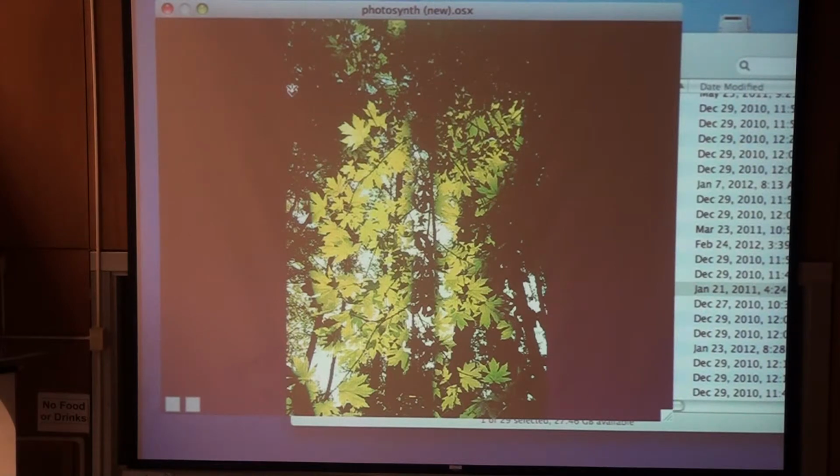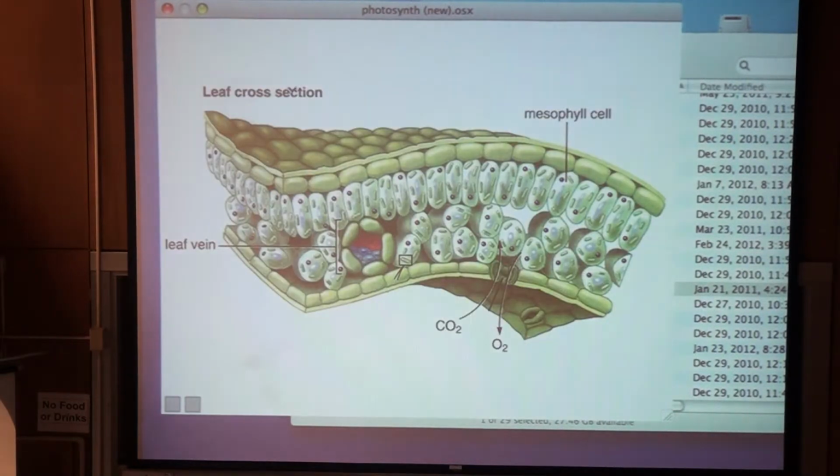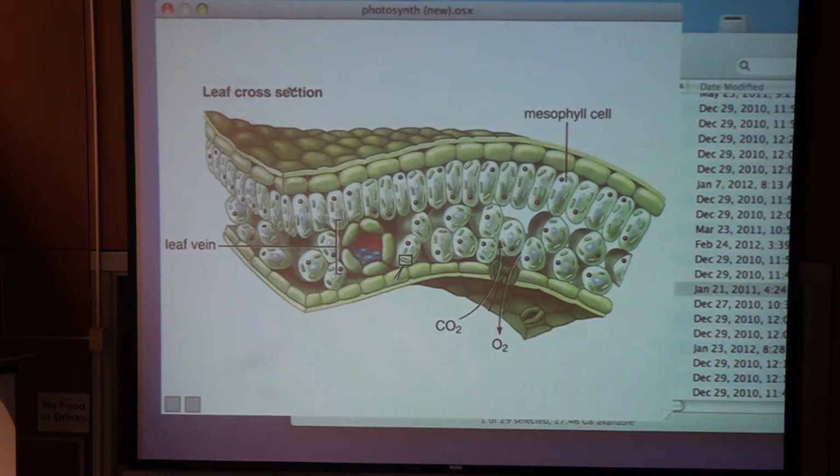If you were to look at a leaf in cross-section, like this showing here, there's the top of the leaf right here, and there's the bottom surface of the leaf right there. In the middle of the leaf are some cells that specialize in doing photosynthesis, and those are called the mesophyll cells. Meso means middle, and phyll means leaf, so literally they are the middle of the leaf cells. And so those are actually the cells where the photosynthesis is carried out.